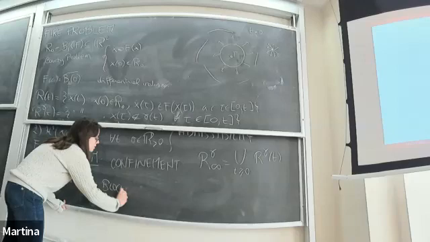So we have the following theorem. If sigma is strictly greater than 2, then there always exists an admissible blocking strategy.